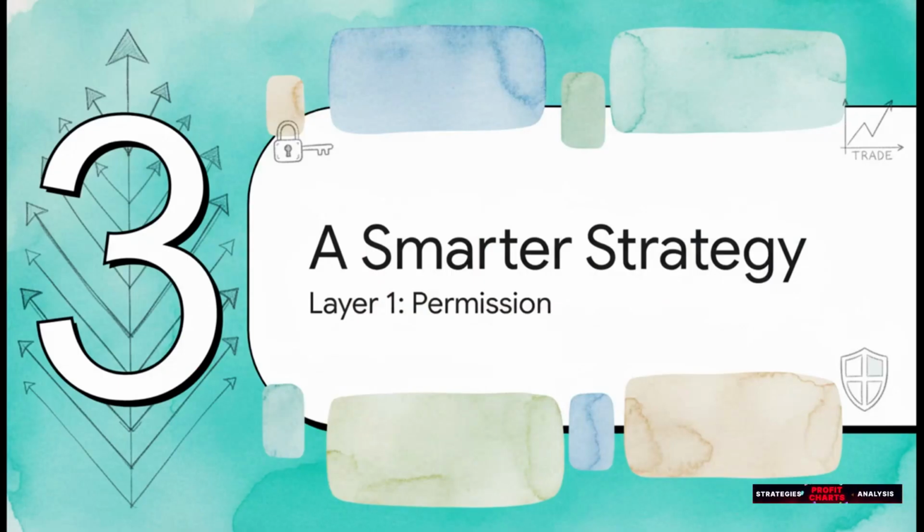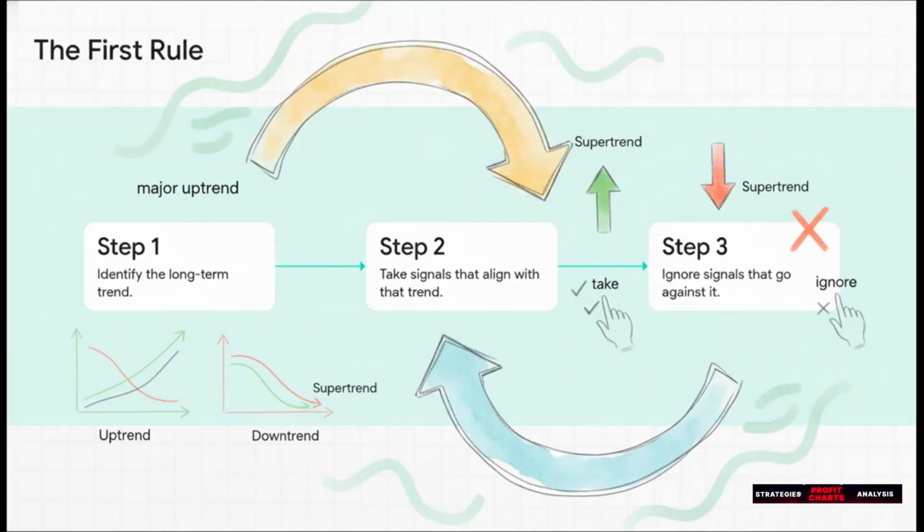So how do we avoid that trap? How do we fix this? Well, we build a smarter, multi-layered strategy. And the foundation, layer number one, is all about getting the right permission to even think about placing a trade. The first rule is absolutely non-negotiable. Trend before signal. That's it.